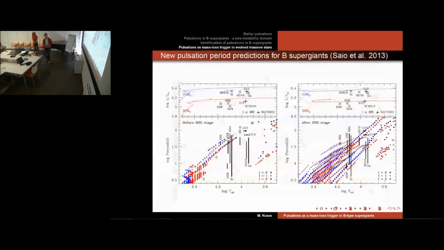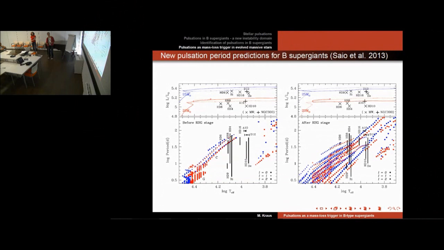This plot, you mean? We have here the different evolution. We have here the evolution, main sequence, and just beyond main sequence. It's the same stellar model. And when the star is just beyond the main sequence, it has very few pulsation modes.